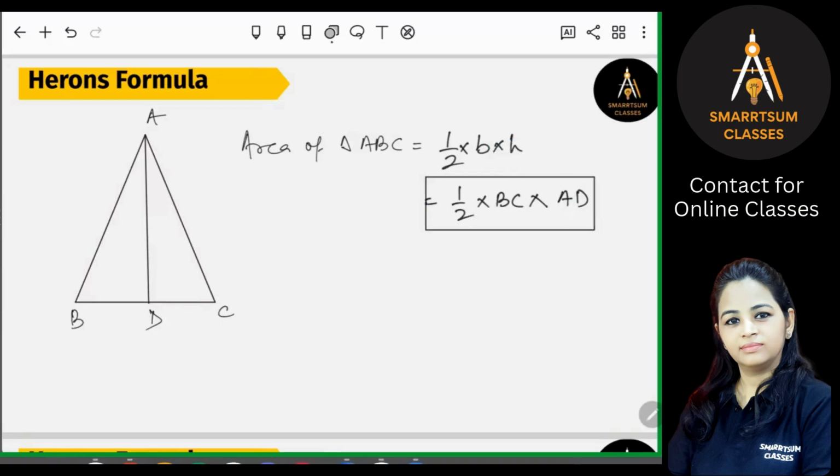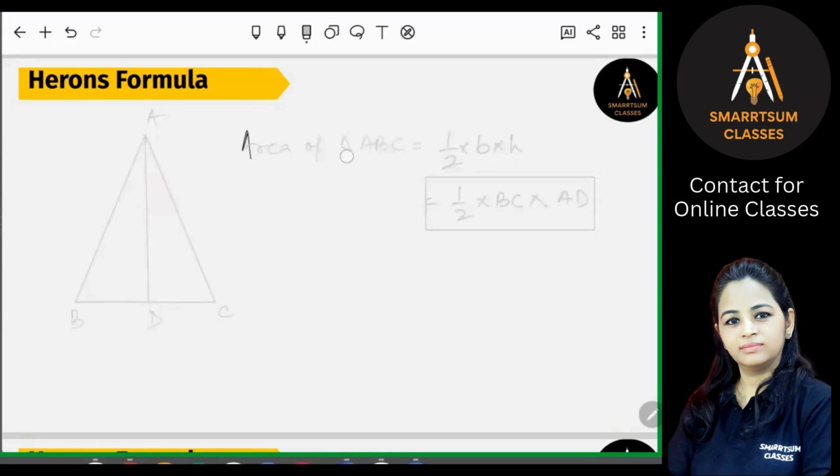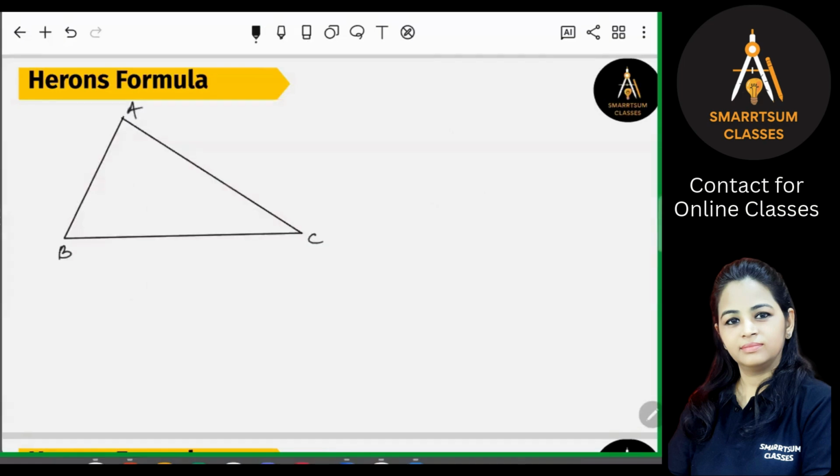Now, if we have a scalene triangle, let me draw that. Suppose this is our scalene triangle. Here, all the three sides are different in lengths. So AB is not equal to AC is not equal to BC. All the three sides are different in length. So what kind of triangle is it? It is a scalene triangle.